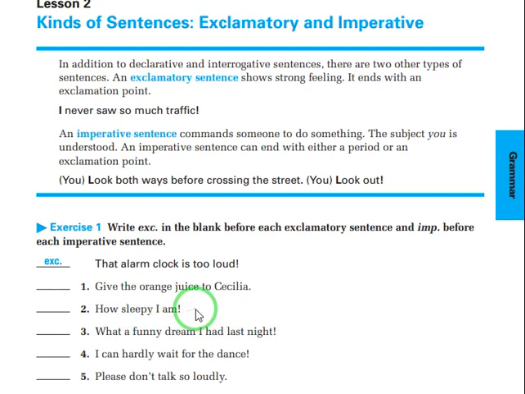How sleepy I am. Okay? The subject is before the verb. This is the form of the exclamatory. If I say, how sleepy am I? Of course, though it can't be asked this way, it will become a question or interrogative. But here, since I'm saying how sleepy I am, I'm expressing emotion. It ends with an exclamation mark and it shows feelings.